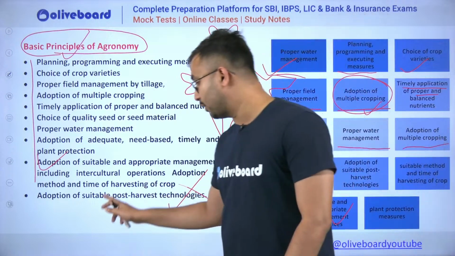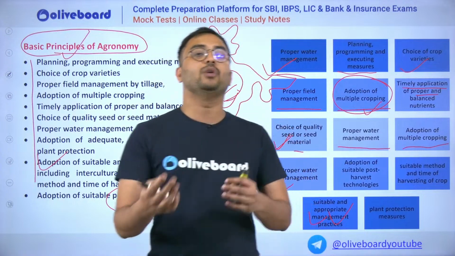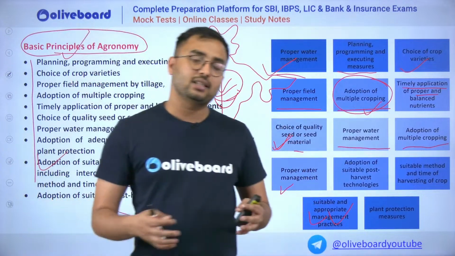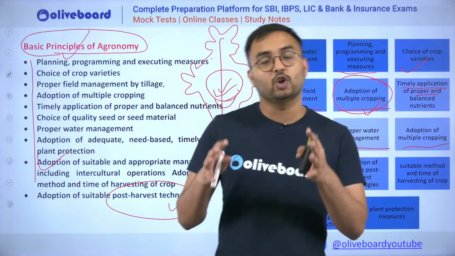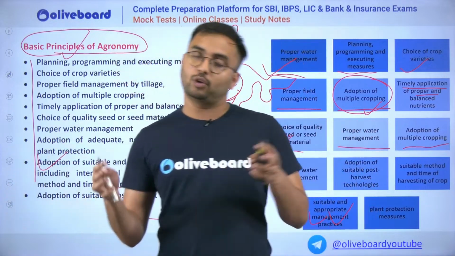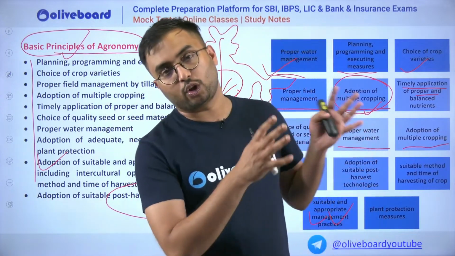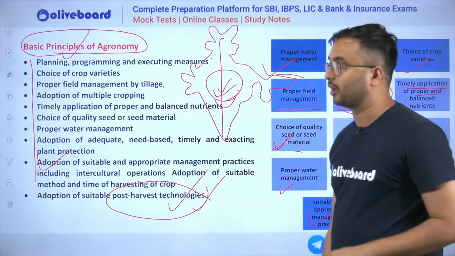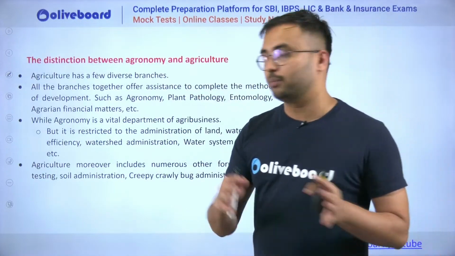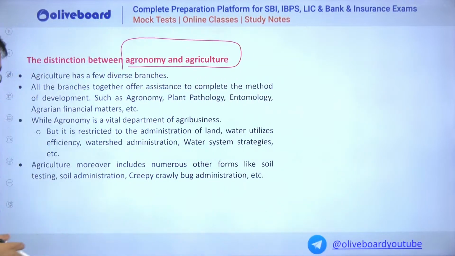And last is post-harvest technology. So harvesting, that is reaping the crops, and after harvest, whatever your produce is. For some crops the shelf life is very less, like vegetables and fruits. Some crops can be stored for a very long time. For both of these crops, if you want to produce final goods out of these particular agricultural products, then definitely post-harvest technologies are required. Then comes the distinction between agronomy and agriculture, which we have already discussed.